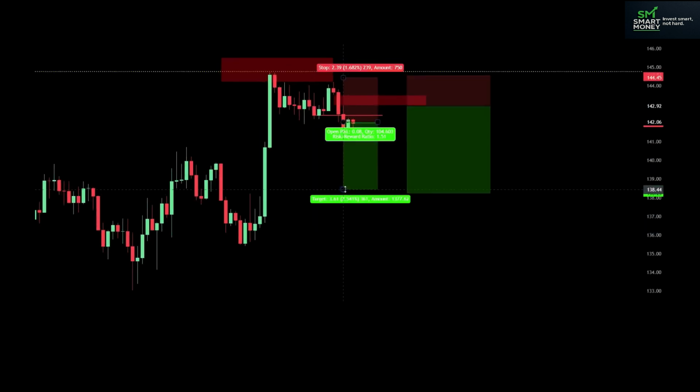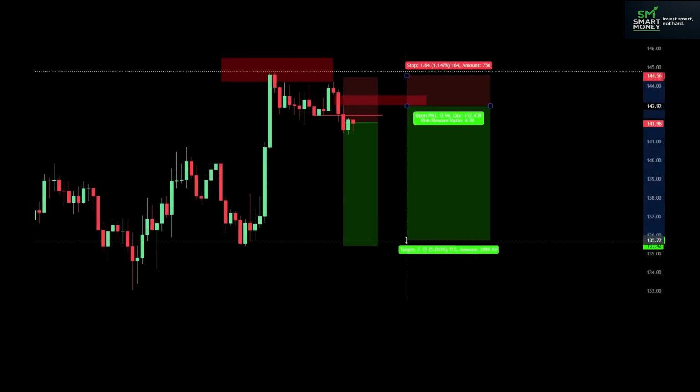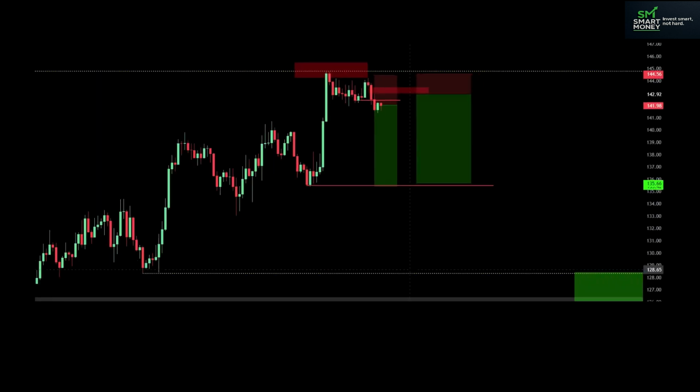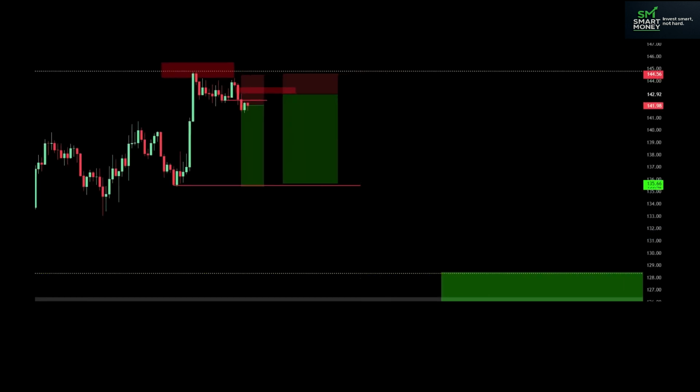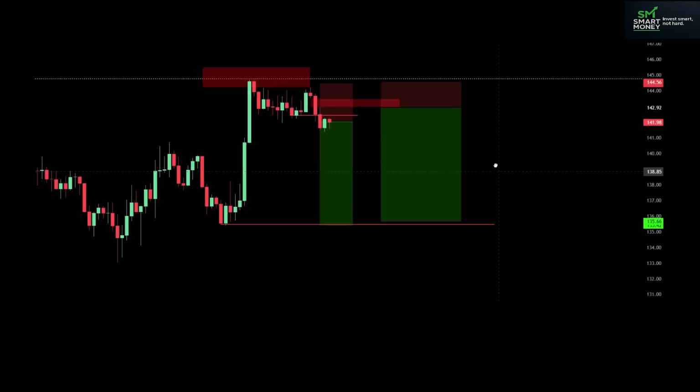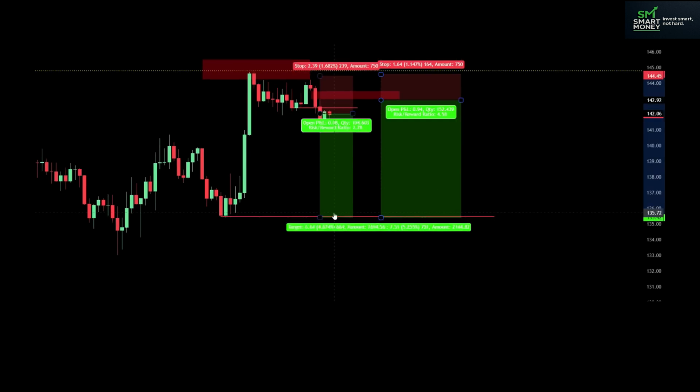For targets, we can either target the lower liquidity of this current structural point over here, or you can target the weekly lows, because price typically likes to take out the highs of the week and then come down and take out the lows of the week. This doesn't always happen because price loves to take out liquidity at the highs and lows of these higher time frame candles. This is the setup I would have taken, which is still a massive trade.